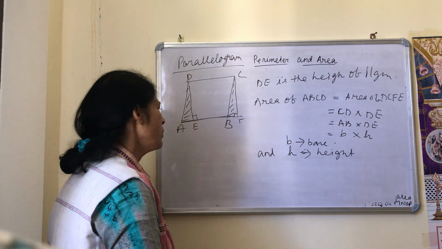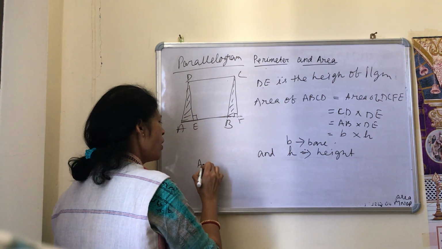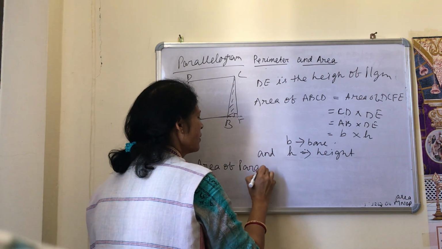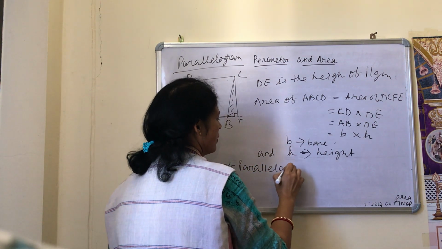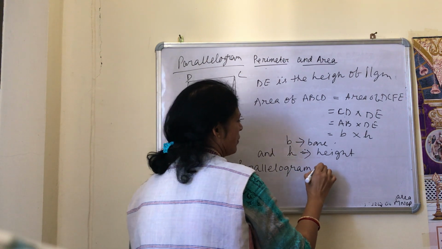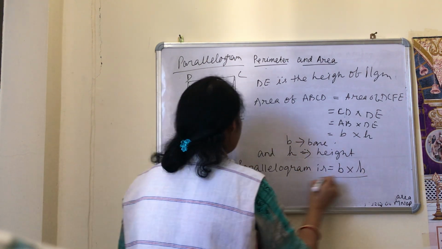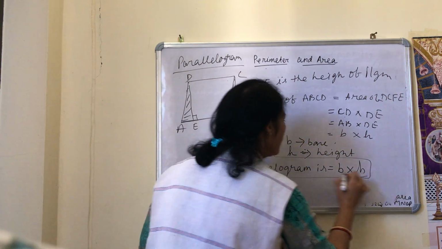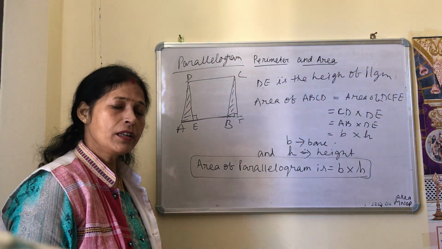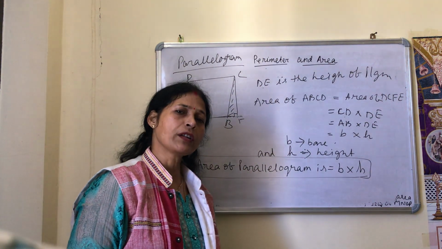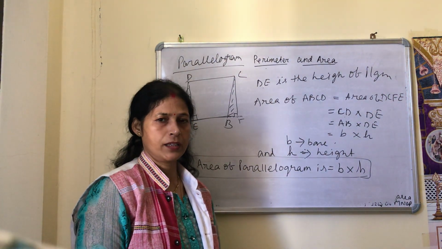So what is the formula? So area of parallelogram is base into height. This is the formula of the area of the parallelogram. Clear? So you just have to remember the area of a parallelogram is base into height. Clear?